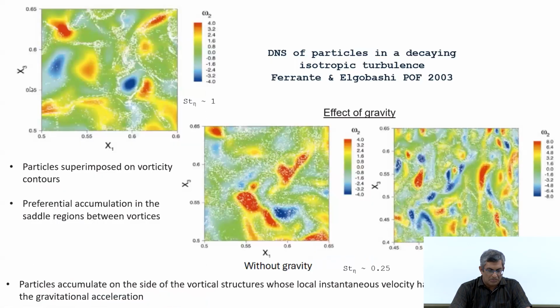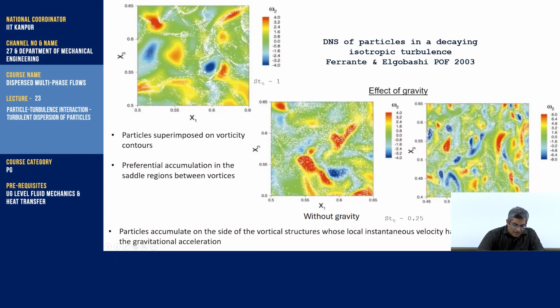Now, I had shown this photograph earlier today. As I said, in this case they considered DNS of particles in decaying isotropic turbulence, and here you see the preferential segregation of particles. What they have done is superpose the particle positions on vorticity contours. You see that wherever you have finite vorticity, you do not have particles, because of centrifuging of the particles, and they accumulate in the region between vortices.